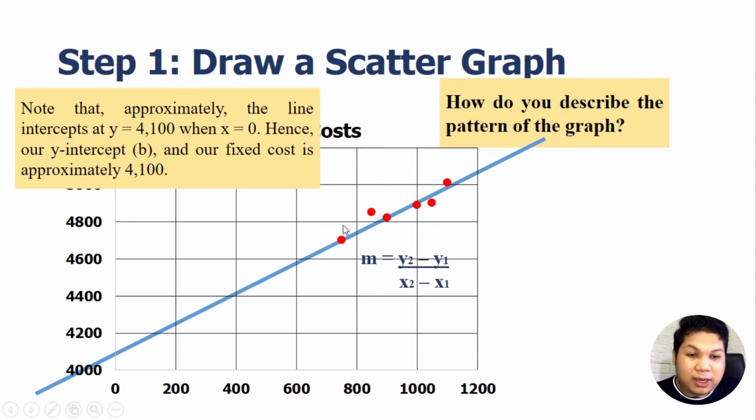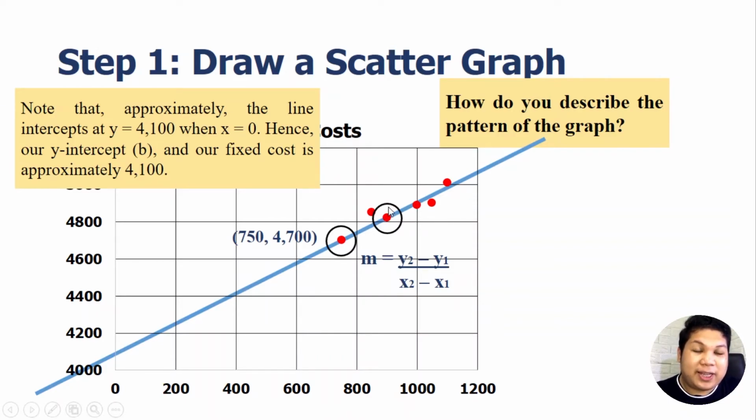So, here we have our first point, which is pretty much in the center of the line. The ordinates for this point are 750 and 4,700. That means when the production level is 750, the cost is 4,700. Okay? And the other point that we will choose is this one, because between this one and this dot, it is mostly within the line, unlike the other dot.